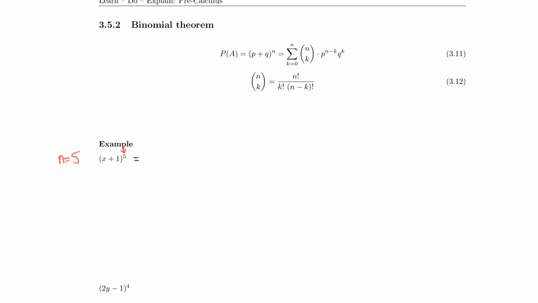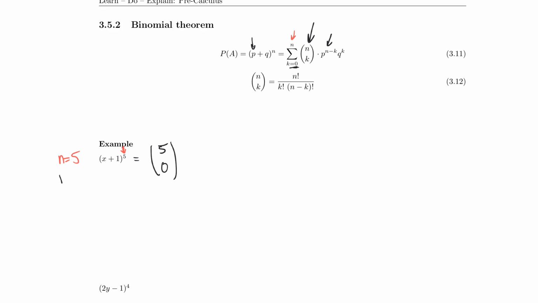k is just the number that is going to increase as we go. So the first one will be 0, the second one will be 1, and 2 and 3 until n, okay? So let's start expanding our binomial. It says the first term is n choose k. n for us is 5. Choose, what is the first term for k? We'll start with 0. Then p, which happens to be the first term in our binomial.